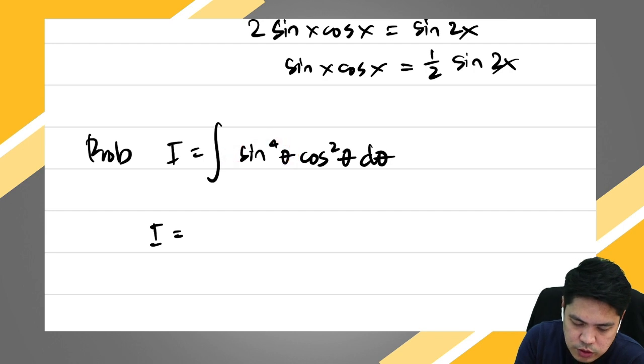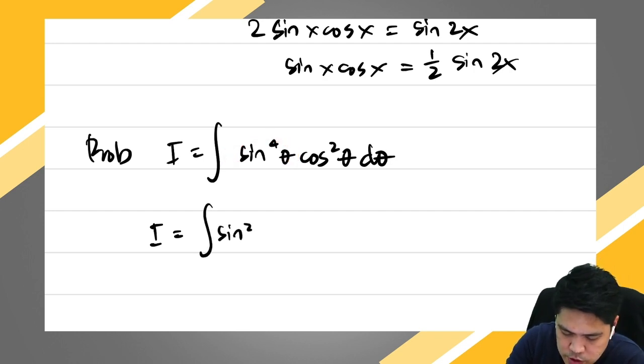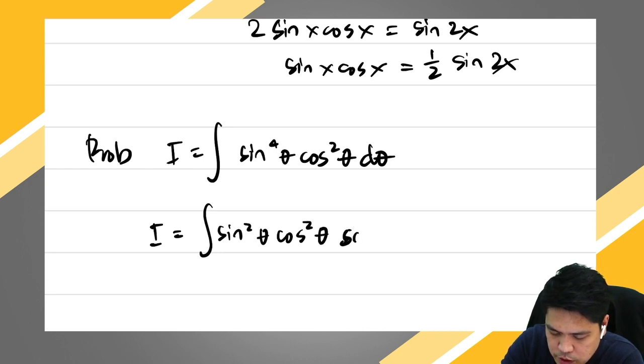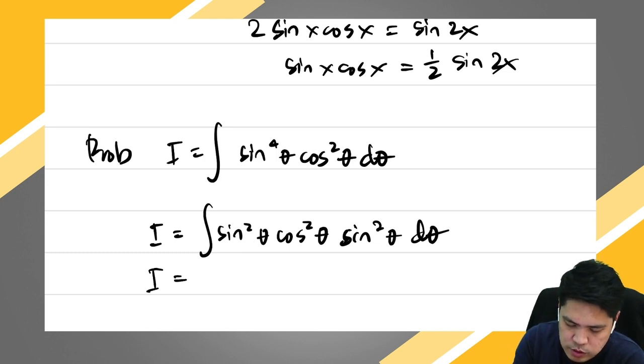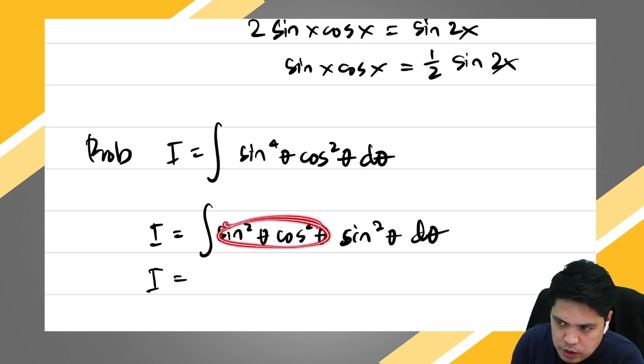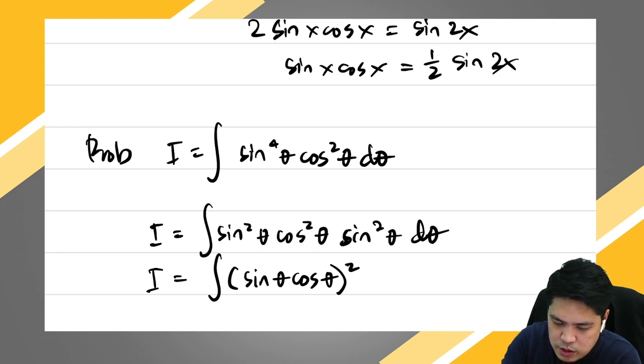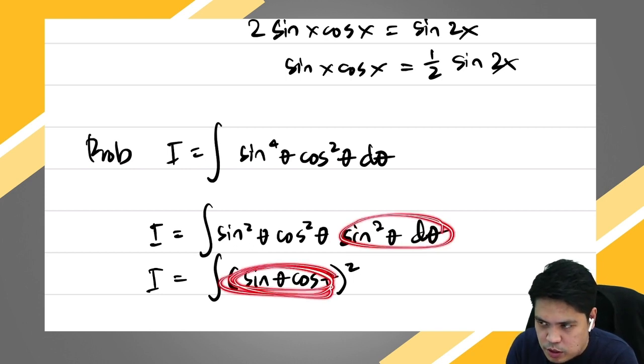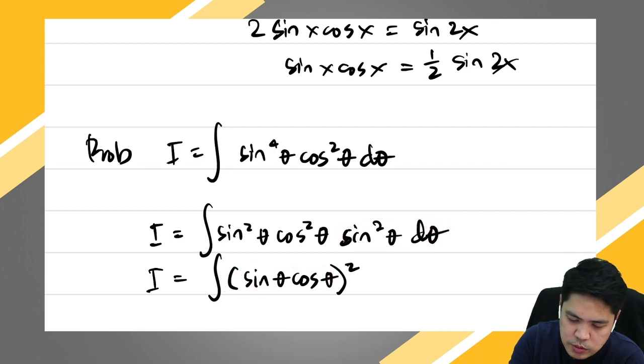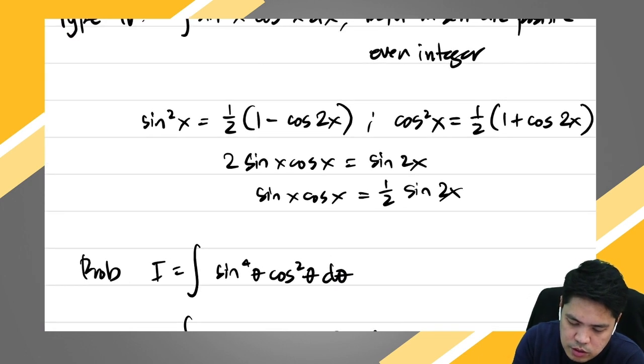So what we shall do is just transform this into sine squared theta cosine squared theta. I will just put the sine squared theta d theta here so that this will appear. And that is the same as sine theta cosine theta squared. And this one, we could reduce the power of this because this will become a double angle. So this, we can also reduce the power, which becomes a double angle, which is this one.